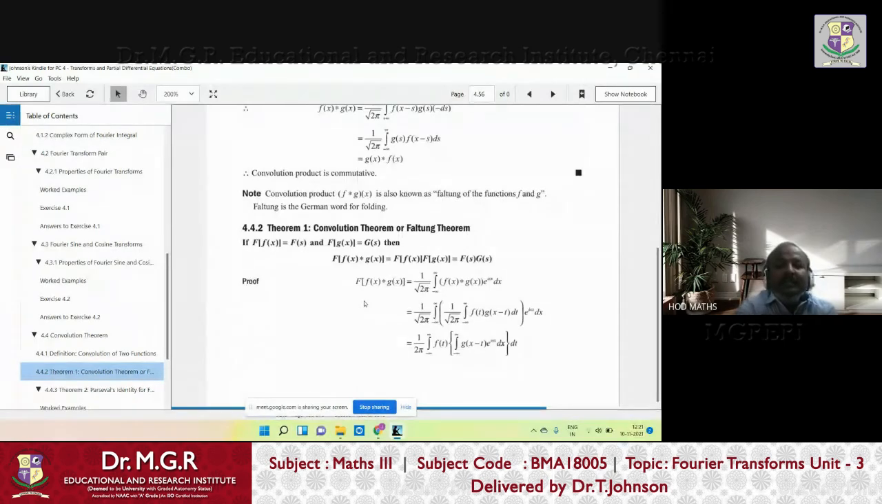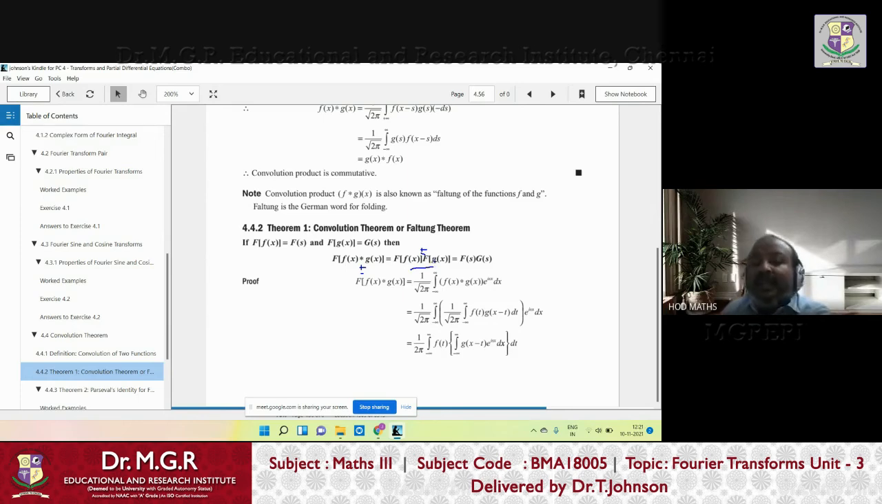The important thing is, we already know from the very first property that the Fourier transform of f of x plus g of x, or the Fourier transform of f of x minus g of x, can be written as the Fourier transform of f of x plus the Fourier transform of g of x, or the Fourier transform of f of x minus the Fourier transform of g of x. So if the two functions are added or subtracted, you can simply add or subtract the corresponding transforms.